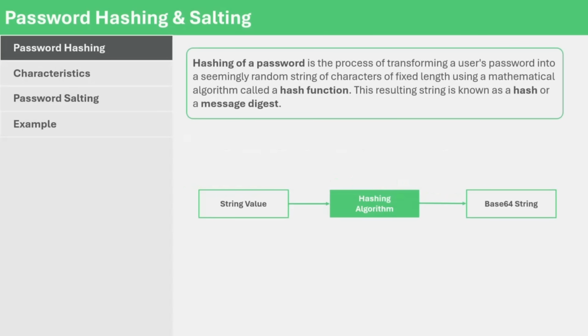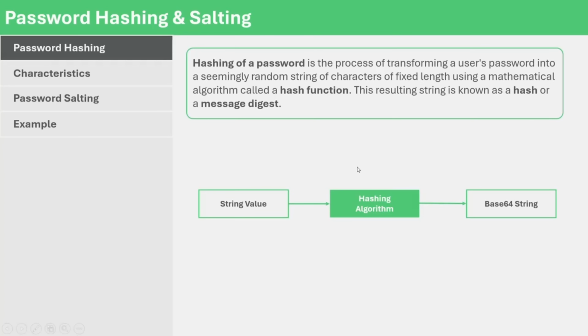So what is hashing? Hashing of a password is the process of transforming a user's password into a seemingly random string of characters of fixed length using a mathematical algorithm called a hash function. So basically, when we hash a plain password, it generates a random string of fixed length. And we do this with an algorithm which is called a hash function or hashing algorithm. And the resulting string which we get is called a hash or a message digest.